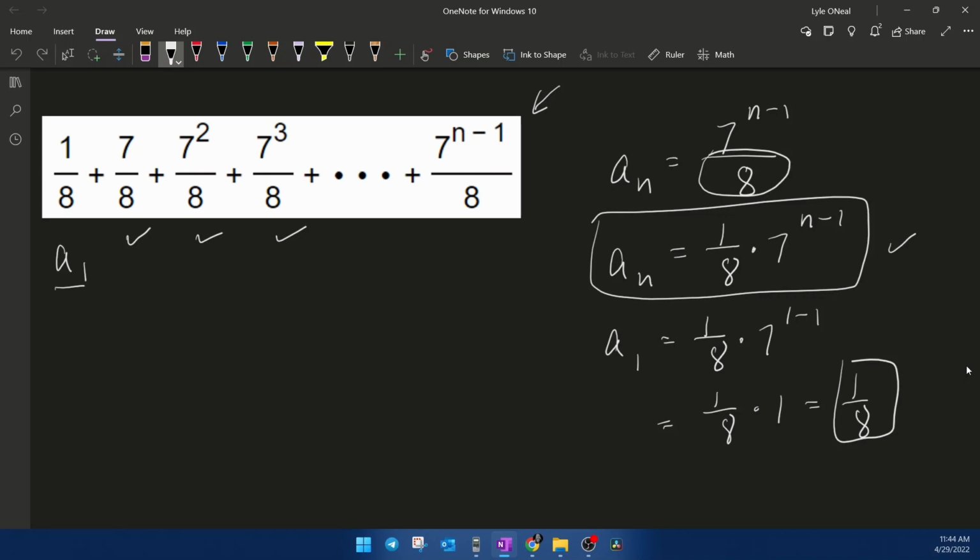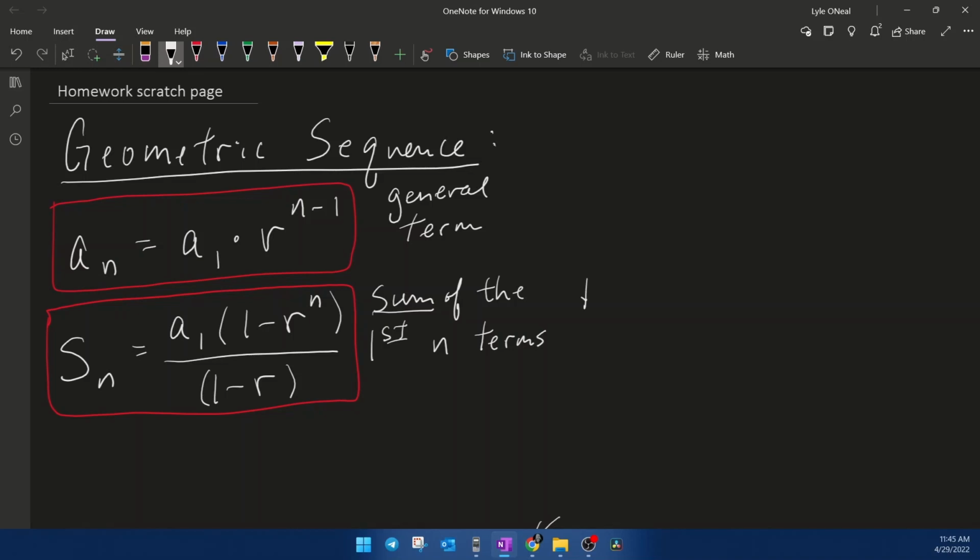So we need a formula for finding the sum of a geometric sequence, and here it is. To find the sum of the first n terms of a geometric sequence, this is the formula we need. Notice in this formula is the first term, which we know, the value for r, the common ratio, which we also know from our general term, and then the last piece of the puzzle is how many terms are there. And so that's the complicated piece that I'm going to try to break down and show you how to figure out.